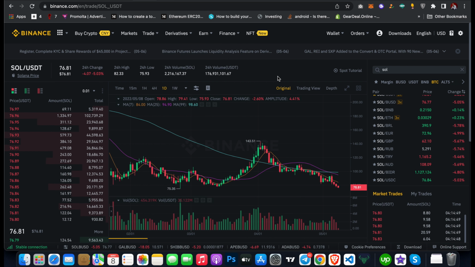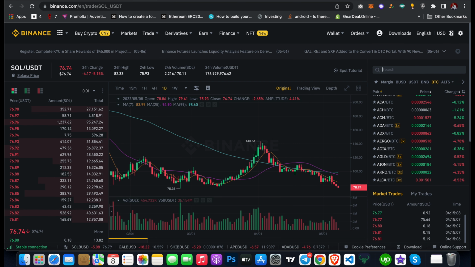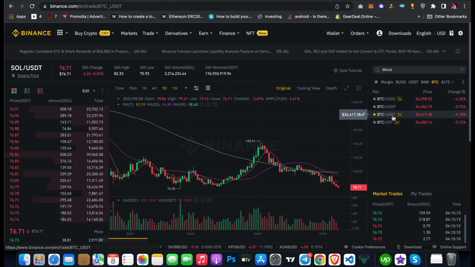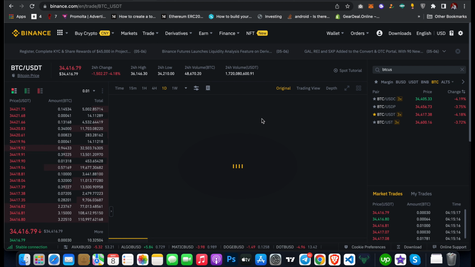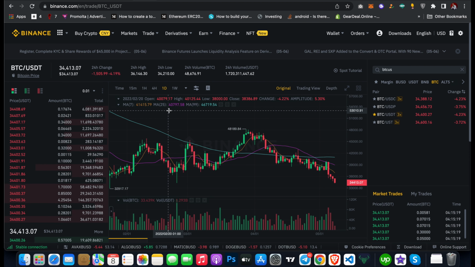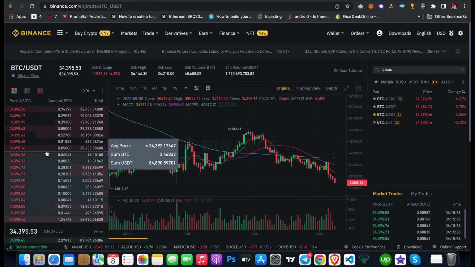When you click on Spot, it will take you to a page like this. Here you are going to see the current chart of the market. As you can see, this here is SOL/USDT. You can change it to any other crypto asset. You can change it to BTC/USDT. Here you can find the current price of the market for BTC. You can see it is changing.